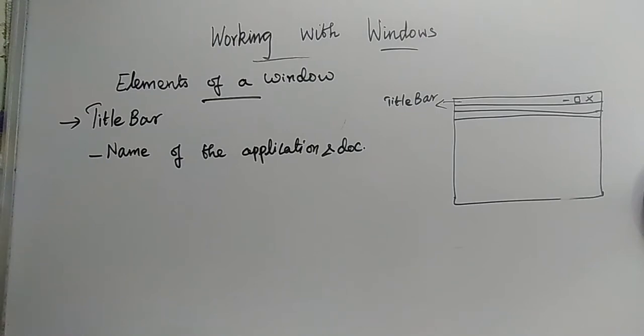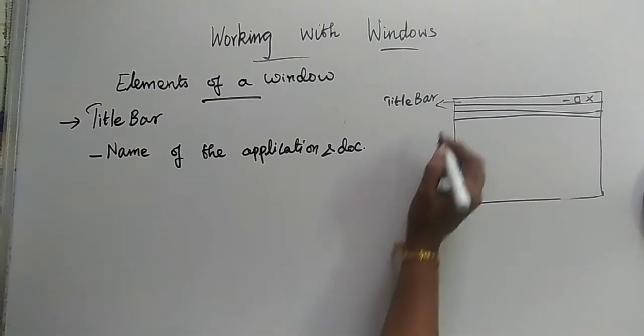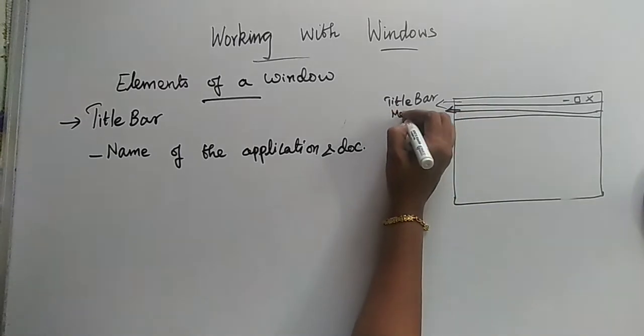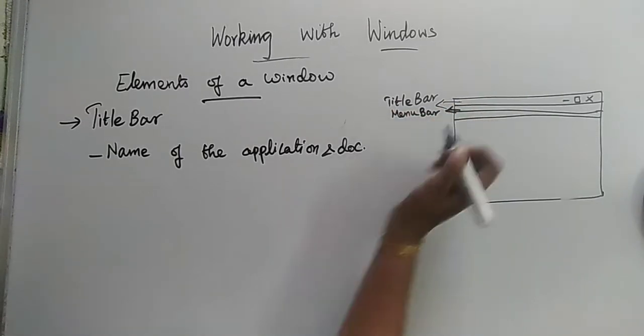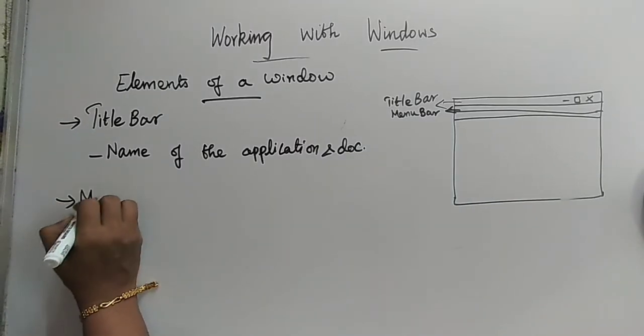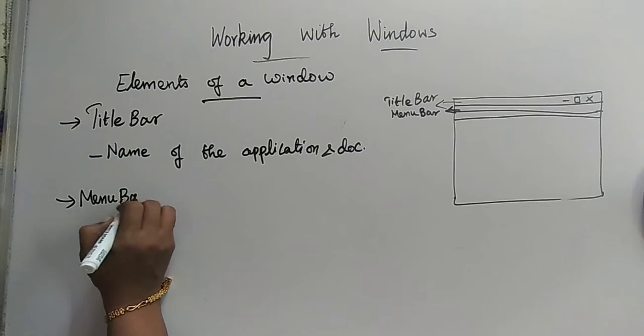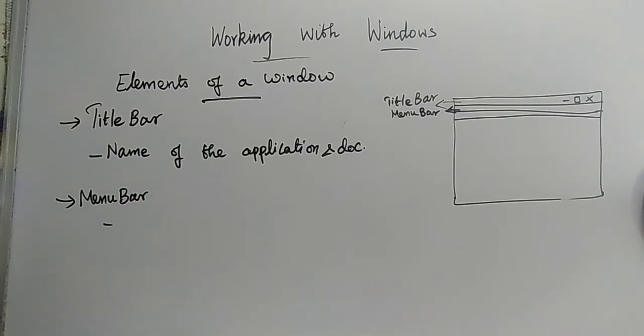The next line is your menu bar. What is the menu bar and what does it display? When you open a program or save a program, whatever options you are going to use are all available in the menu bar. Simply put, you will have File, Edit, View, Insert. These are a few things that are seen on the menu bar.